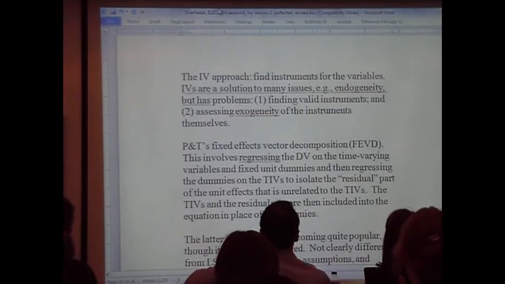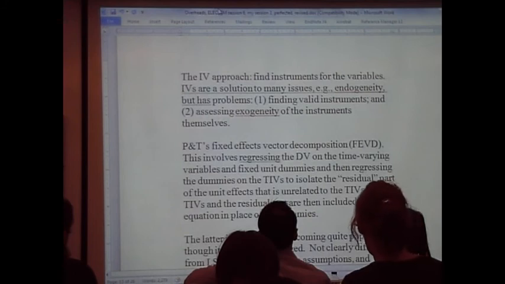The instrumental variable approach is a pretty simple one. It's just like an instrumental variable approach to anything else, and what you do there is basically find instruments for the variables. And there's a problem to this, like there isn't any instrumental variable solution, right? It's a theoretical solution to many issues. But there are problems. There's always problems.